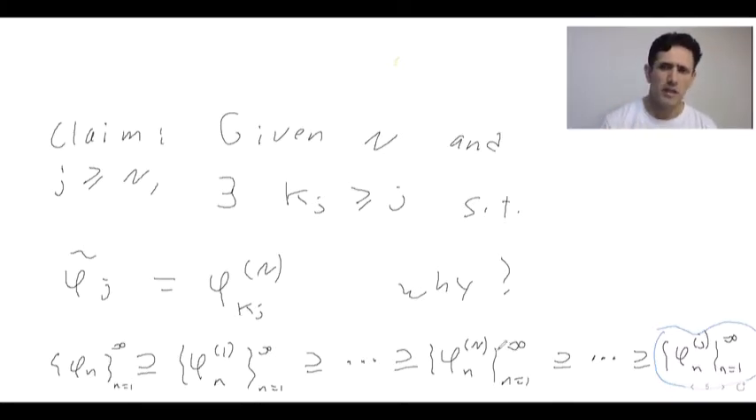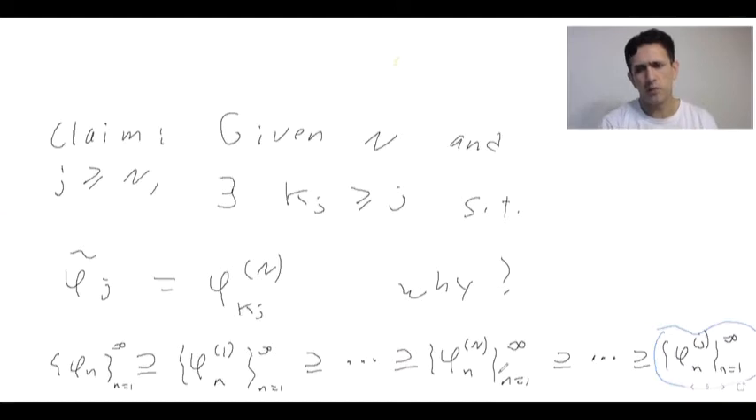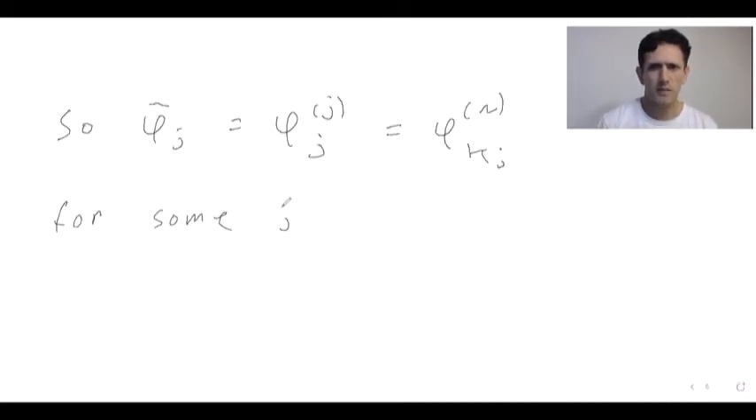And because it's a subsequence, let me state it like this. This is going to be equal to phi n k for some k, but k is bigger or equal to j, because when we form a subsequence of this here, each element is going to be an element in here with the index larger. So let's call it kj, because it depends on j. So it's for some kj bigger or equal to j, right?